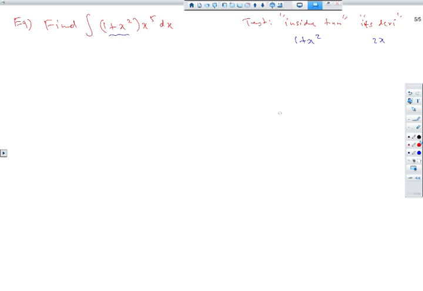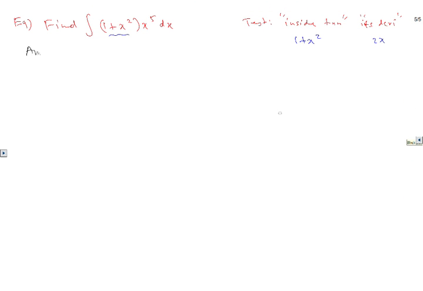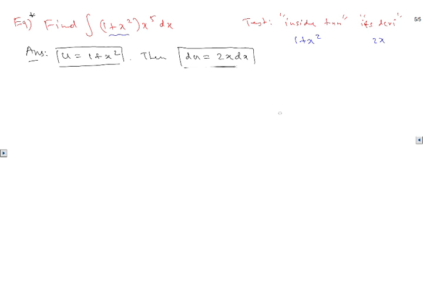So this is a slightly different problem. I'm going to put a star here. We still use a substitution, u equals 1 plus x squared, and then take the derivative. Then we have du equal what? 2x dx. That's fine. The 2 you can manipulate.